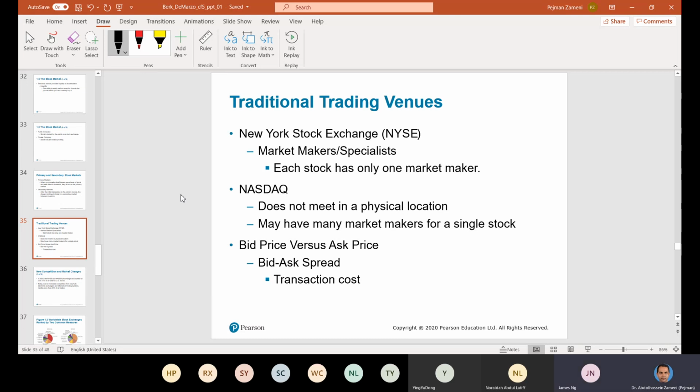Okay, these two prices, if they go up, they're going to go up together. If they drop, they're going to drop together. We're never going to have the ask price lower than the bid price. Ah, okay. Yeah.